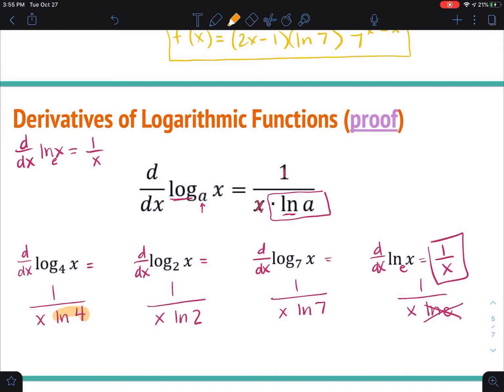So the only extra thing you have to add, anytime you do the derivative of a log function, is 1 over that inside part, but you have to make sure that you multiply the denominator by ln of the base. Okay, so that's the only extra thing we have to do. So logs and natural logs are very similar. They're still going to come out to be 1 over x. It's just that when you have a log, you have to throw in that extra ln of a in the denominator.